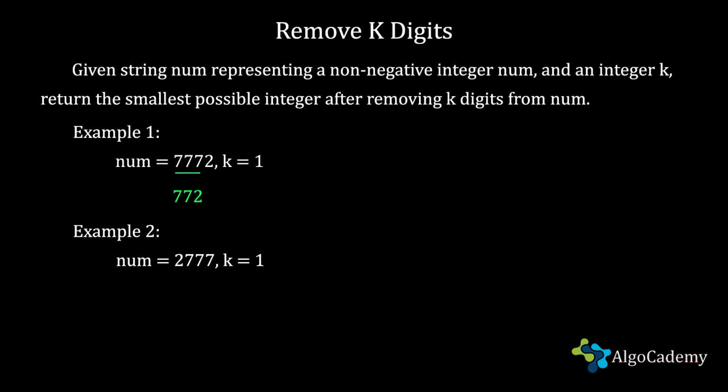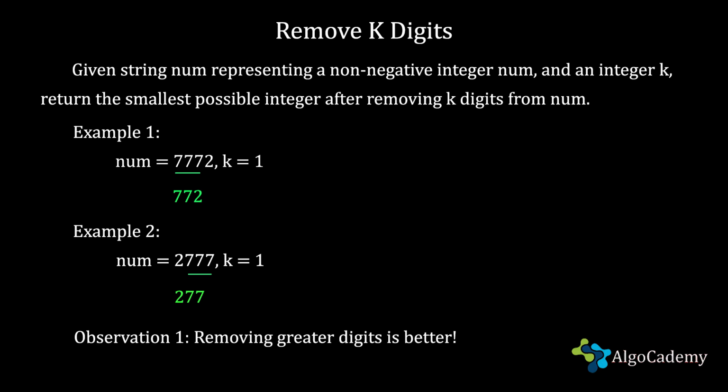One example is not enough. Let's take a second one, where the number is 2777 and also k equals 1. We can remove the 2, and we will get the number 777, or we can remove one of the 7s, and we will get the number 277. Between these two, the second one is the smallest, so it's better to remove the 7. We might notice a pattern here. The first observation might be that removing greater digits is better. Does this make sense? Of course it does. Removing greater digits means keeping smaller digits in our number, which of course will give us a smaller number.